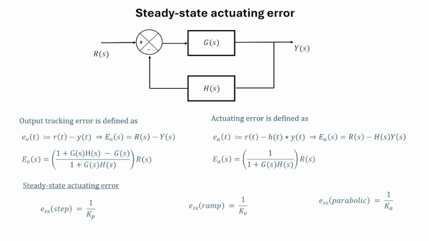Now, what about the steady state actuating error? I have to differentiate between the meaning of steady state error and steady state actuating error. Steady state actuating error is the error at this point as t tends to infinity. So steady state actuating error will actually be given by 1/Kp, 1/Kv, and 1/Ka. This is similar to what we did for the unity feedback configuration.